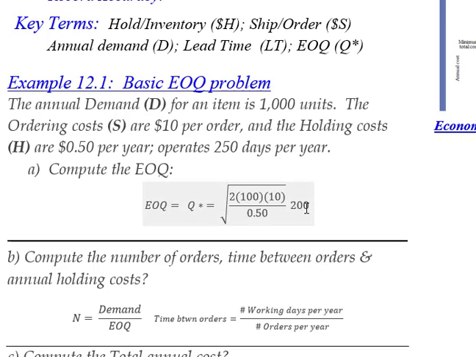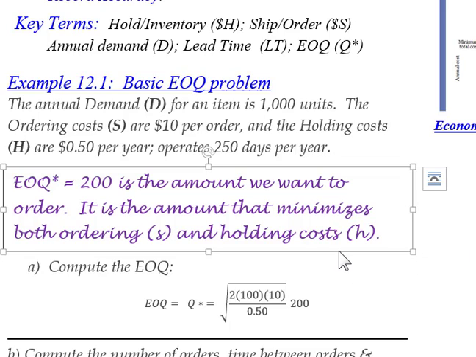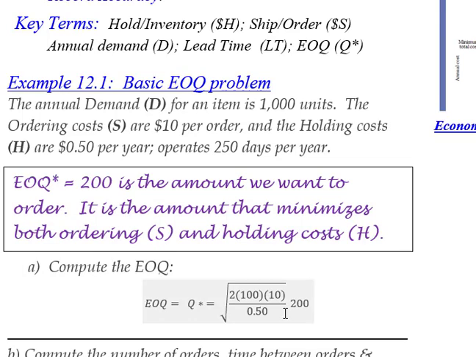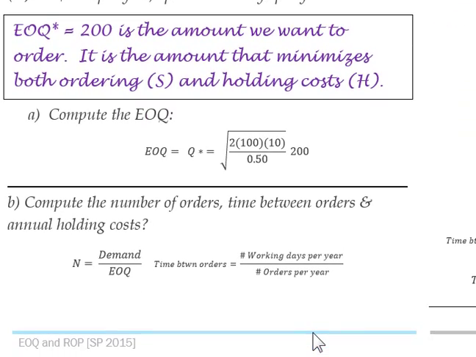So what is 200? 200 is the amount for which we should place our order when we need to order, and it is the amount that minimizes holding costs and ordering costs. So I'm going to write that out here. So I have just typed out what I just said. The economic order quantity, or Q star, the optimal order quantity, is 200, and it is the amount we want to order. It is the amount that minimizes both ordering, annotated as S, and holding costs. I'm going to make those just capital letters here. Okay, now let's move on down to part B.